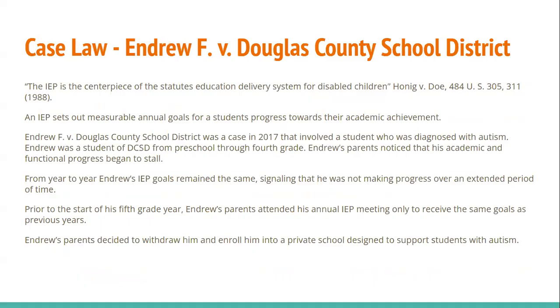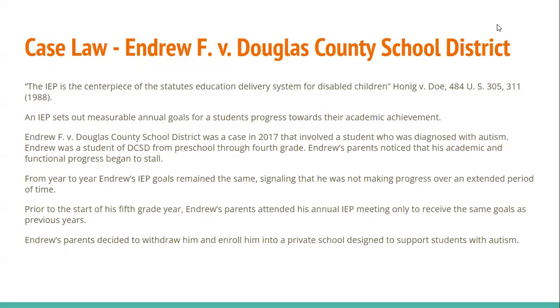Andrew F. versus Douglas County School District was a case in 2017 that involved a student diagnosed with autism. Andrew was a student of Douglas County School District from preschool through fourth grade. Andrew's parents noticed that his functional progress began to stall. From year to year, his IEP goals were made the same, signaling that he was not making progress over time. Prior to the start of his fifth grade year, Andrew's parents attended his annual IEP meeting only to receive the same information and goals as the previous years.